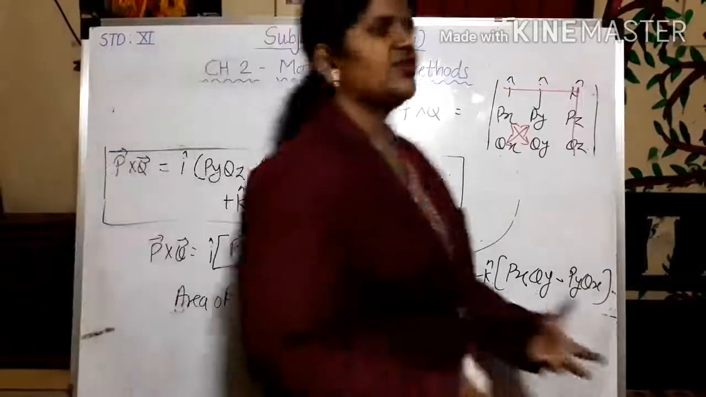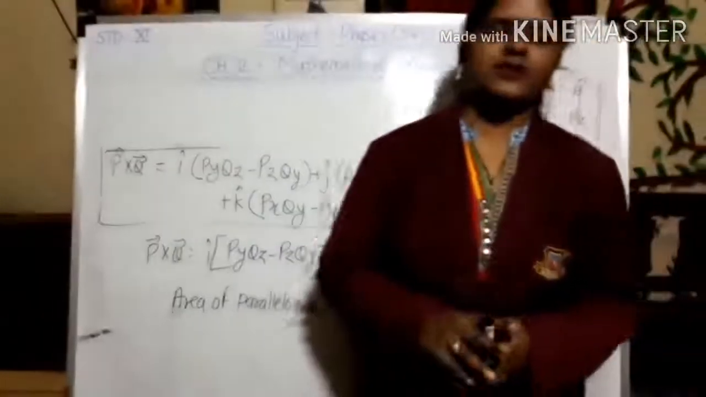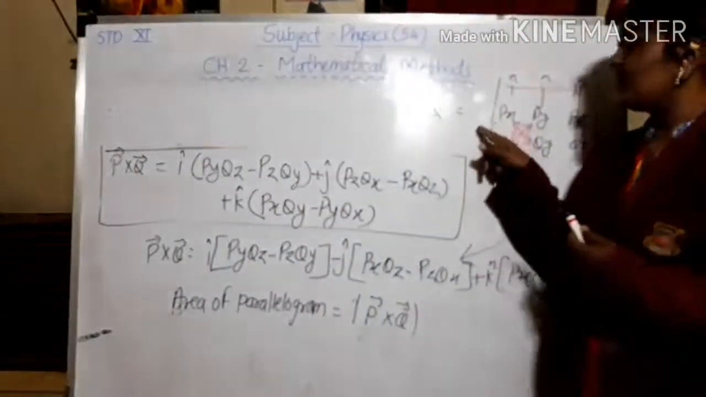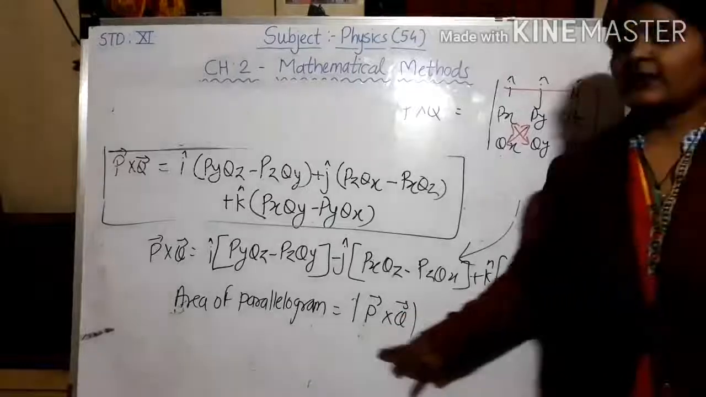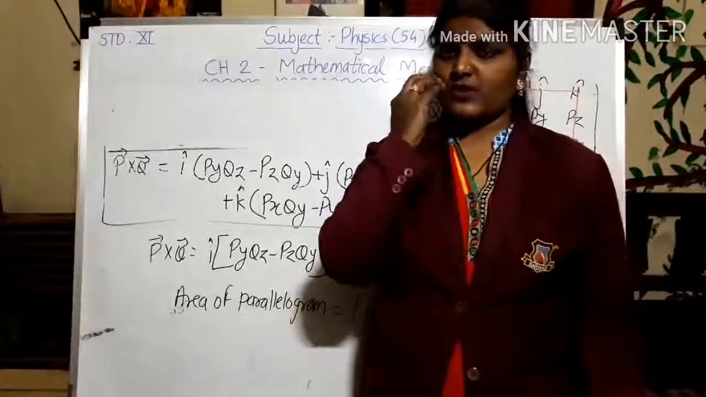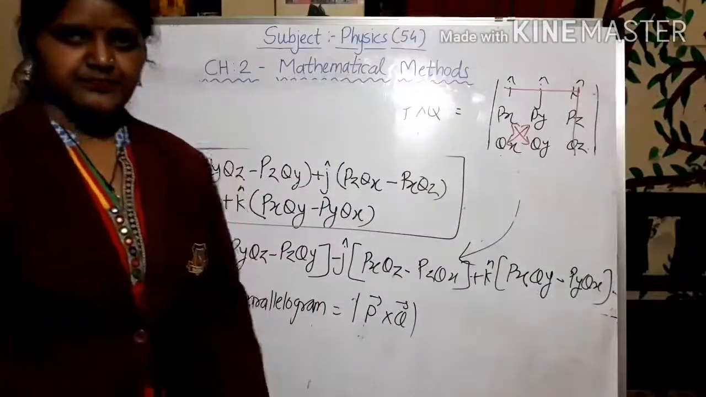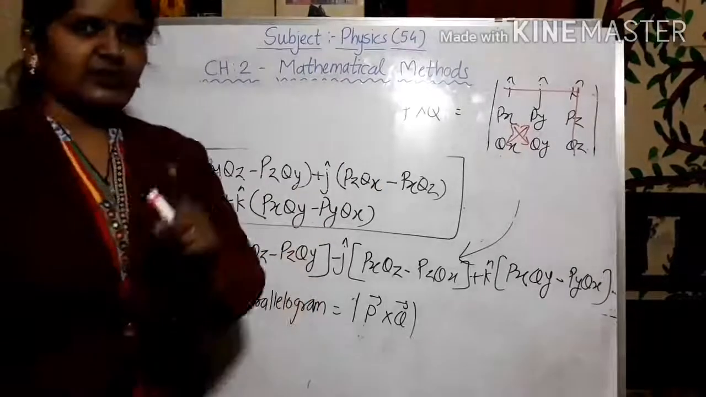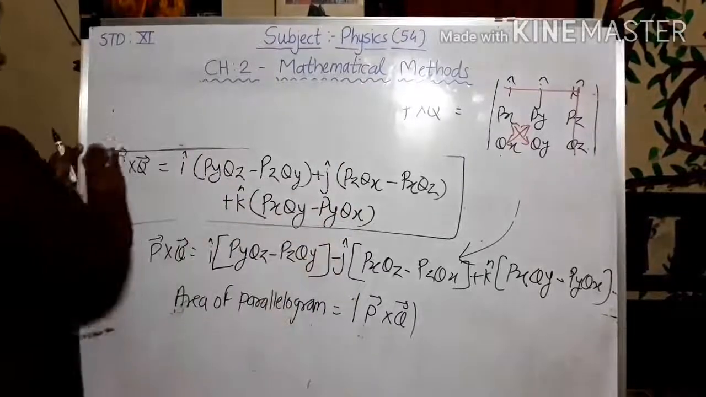So if a question asks, find out the area of parallelogram if P bar is this, Q bar is this, what will you do? You will write in this sense, you will solve all the things and then you will take the magnitude by taking the root of all of this. Okay, so in that way you can find out the area of parallelogram. So have a look at this. We are going to solve one example on the basis of this, so you will get the concept.